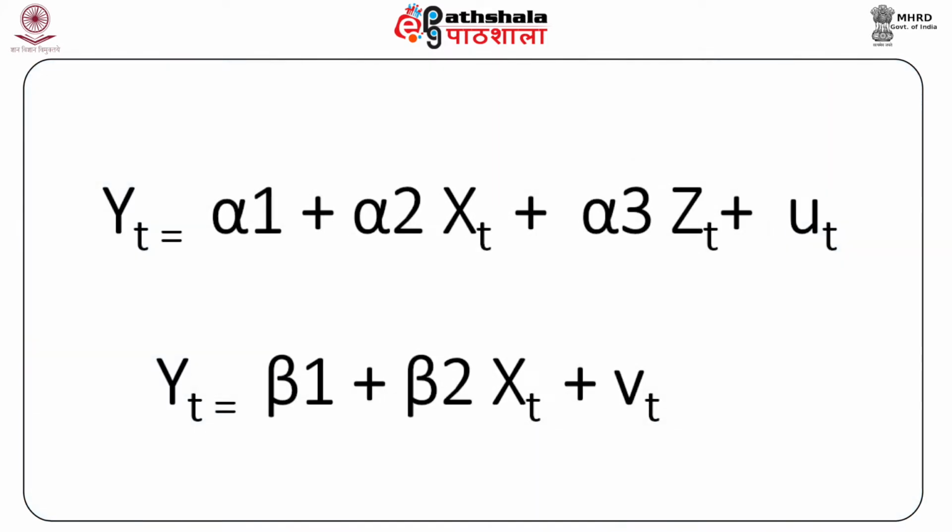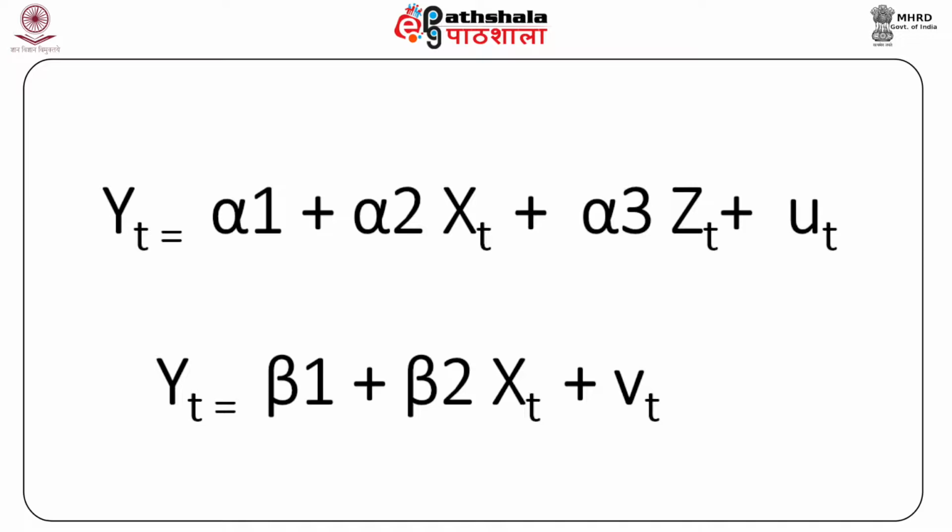Suppose the true model is given by yt is equal to alpha 1 plus alpha 2 xt plus alpha 3 zt plus mu-t. However, the researcher estimates the following model due to some reason: yt is equal to beta 1 plus beta 2 xt plus vt. The consequence of using this equation for estimation and omitting zt will be as follows.